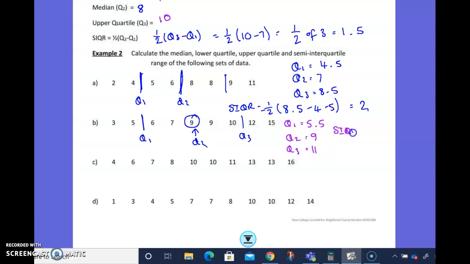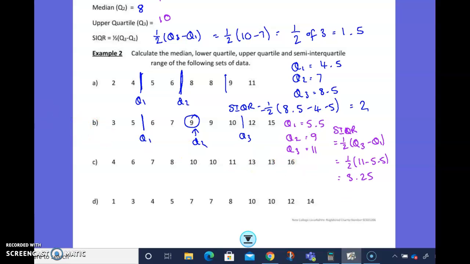Semi-interquartile range. Every year I use these notes to tell myself I need more room. Keep forgetting to put it in. So half of Q3 minus Q1, which is a half of 11 minus 5.5, which is half of 6.5, which is 3.25.